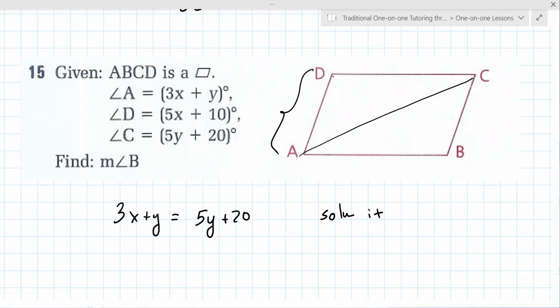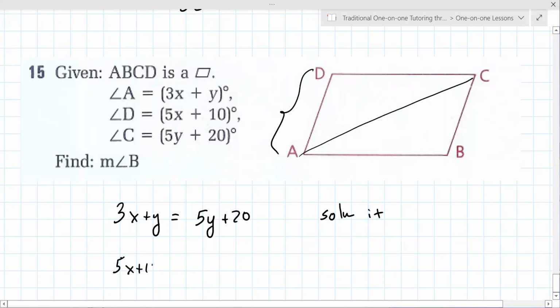Can you do 5x plus 10 plus 5y plus 20 equals 180? Yes. So you actually have some choices here. So you said 5x plus 10 plus 5y plus 20 equals 180. That's good. Yeah, that's totally fine.